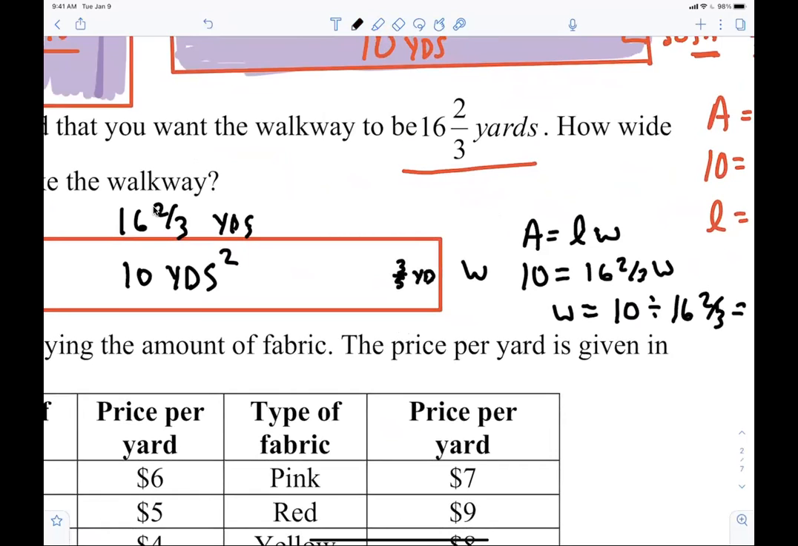Go ahead, Austin. I got syntax here. Say it again. I got error. That's just because you didn't type it in correctly, buddy. Hit clear. It said 10 divided by, yeah, hit clear. Type in 10, divided by 16, and the fraction, and then hit enter. And what'd you get? There you go. All right, so the width of your walkway would be 3/5 of a yard. All right, 3/5 of a yard.